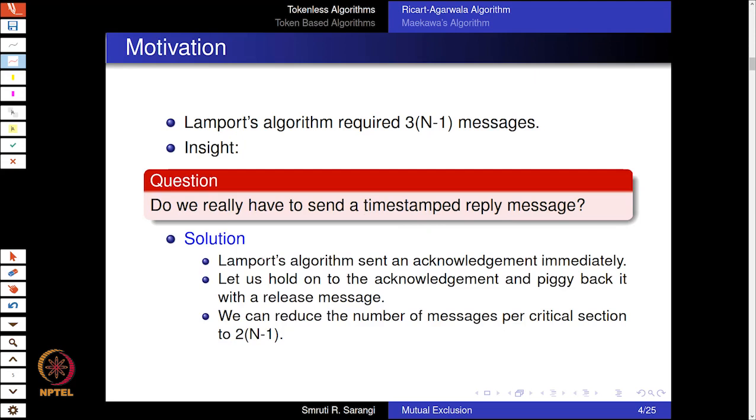So the idea was that in the Lamport's algorithm we send an acknowledgement immediately, because we have to show that another node has recorded the message and it is sending an acknowledgement with a greater timestamp. So the key insight over here is that we hold on to the acknowledgement and we piggyback the acknowledgement along with a release message. We'll see how. So this will help us reduce the number of messages from 3n to 2n.